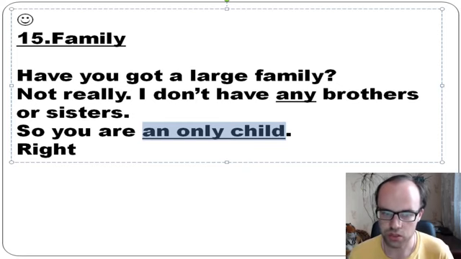Family. Have you got a large family? Not really. I don't have any brothers or sisters. So you are an only child. Right.